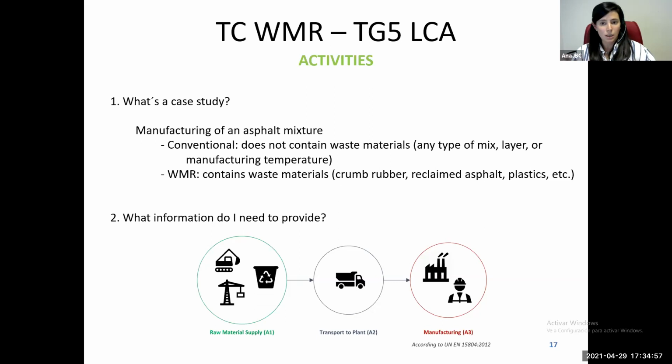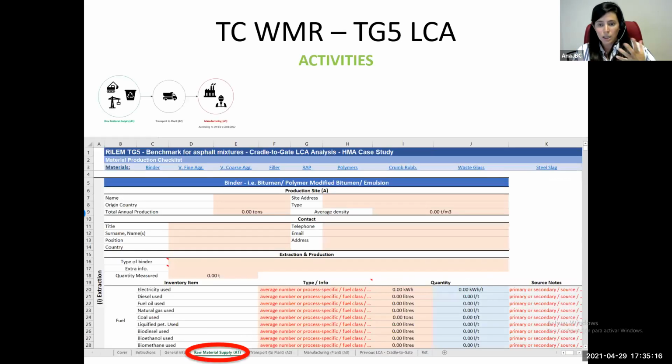So okay, at this point, I think that most of us think, okay, I have a case study, no? But now what information do I need to provide? As we were mentioning, we are doing a cradle to gate analysis. So we work on 3 life cycle stages. We have the raw material supply, transport to plant, and manufacturing. And here is where you can use the tool that we provided.